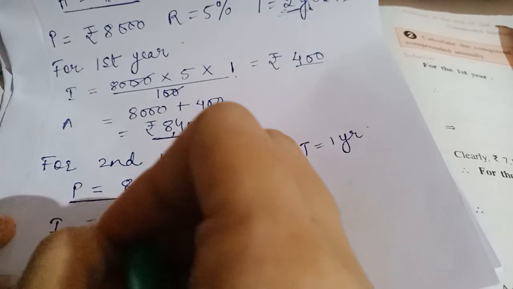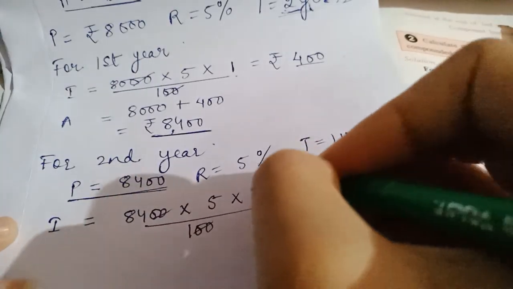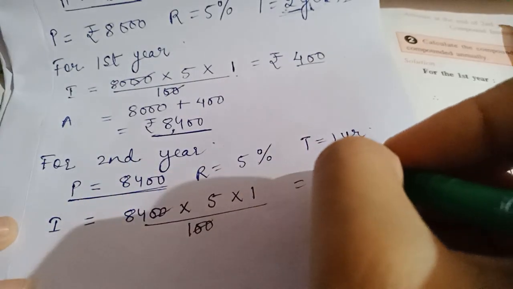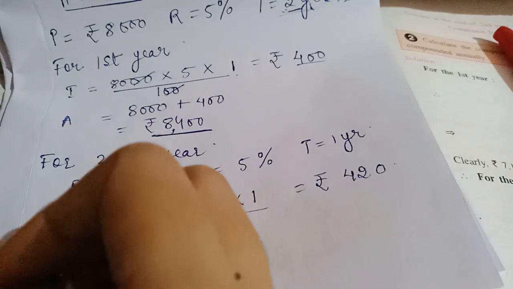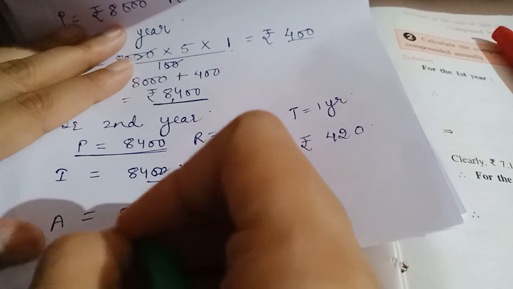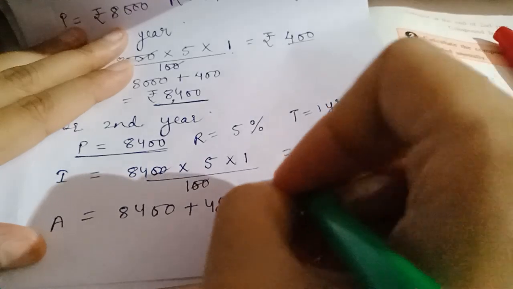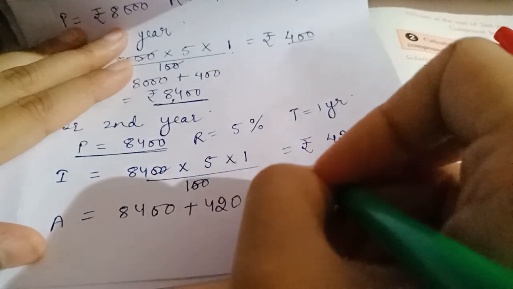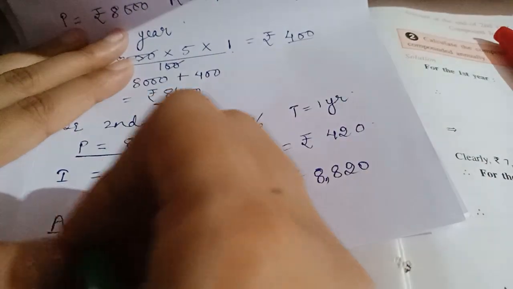Now calculate. Same method. Interest is 8,400 into 5 into 1 by 100, which turns out to be 420. Now again the amount. How do you calculate the amount? 8,400 plus 420. It will be how much? 8,820. This is the amount.